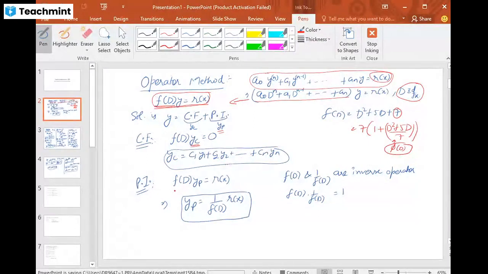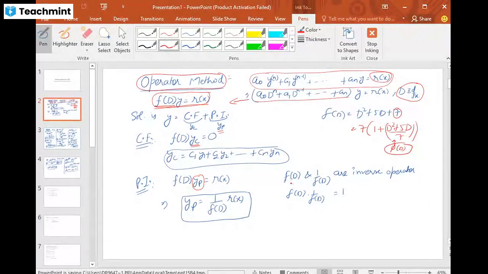For the particular integral, let yp be a particular integral. Then the particular integral is basically the solution of the non-homogeneous part. That means if I substitute y equal to yp in this equation, then after solving the left hand side, you will get the right hand side. So this is the particular integral. But in this case, we are going to use the operator method.